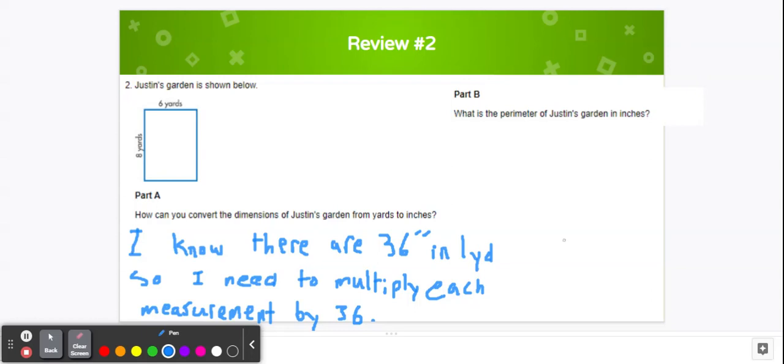Okay, and we're back. So this would be a good sentence to write for this question. I would say I know there are 36 inches in 1 yard, so I need to multiply each measurement by 36. That's how I can convert yards to inches. You could also write that you know there's 12 inches in 1 foot and there's 3 feet in a yard, so you could multiply by 3 and then by 12. But it might be a shortcut to say we can just multiply by 36. So that would be part A.